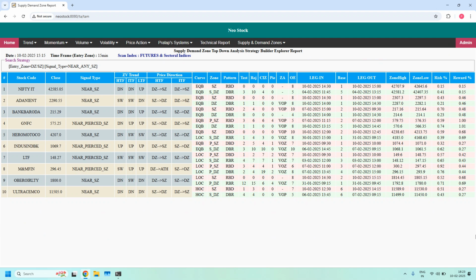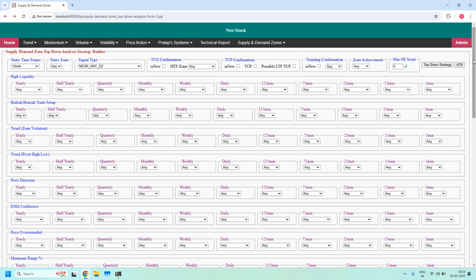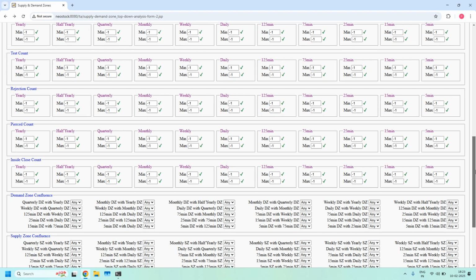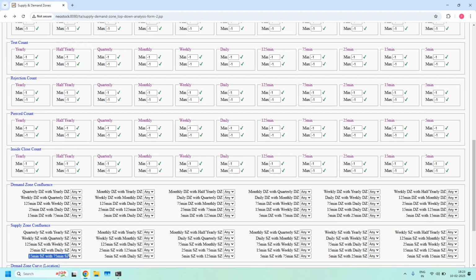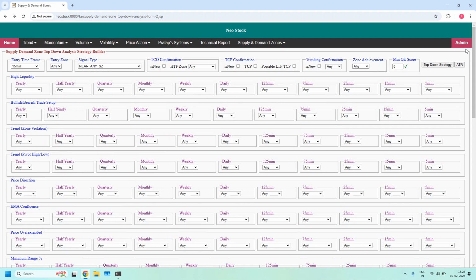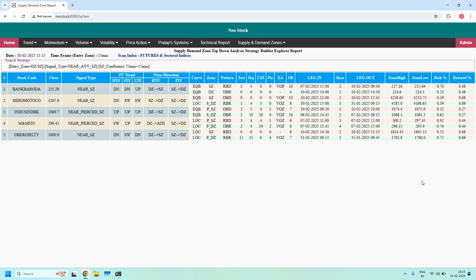Out of these 10, how many of these LTF supply zones are having ITF supply zone confluence? Let us identify. That is 15 minute supply zone with 75 minute supply zone confluence. I am enabling that filter. Now let's filter. We got 5 stocks. So these 5 supply zones are overlapped with the 75 minute supply zone. These are 15 minutes supply zones. And out of these 5, 2 are pierced supply zones. We can't use them. 3rd and 4th. Okay, this is about 15 minutes time frame.